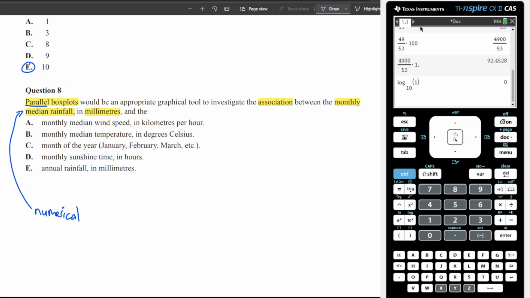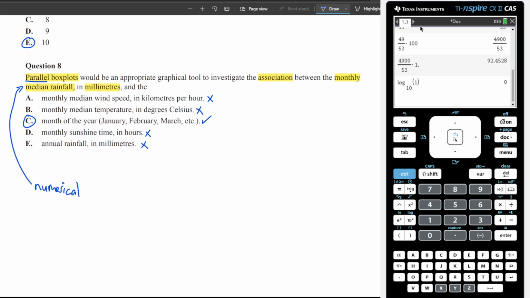So which of these has a categorical variable? Well, monthly median wind speed, that is not categorical. Monthly median temperature in degrees, that's not categorical. Month of the year, okay, that is categorical. And the other two in hours and millimeters are not. So our answer is C. But a key piece of information, parallel box plots compare one numerical variable with one categorical variable.